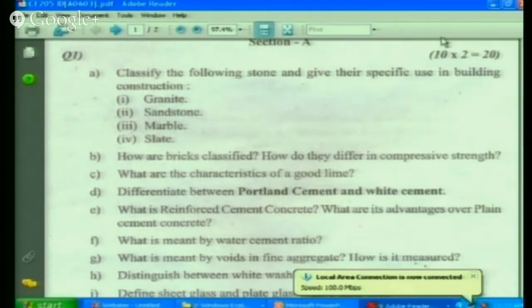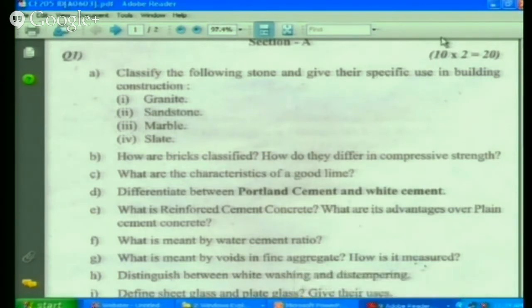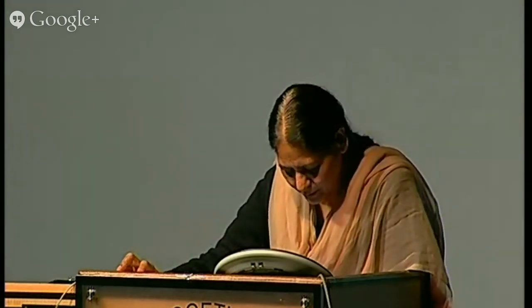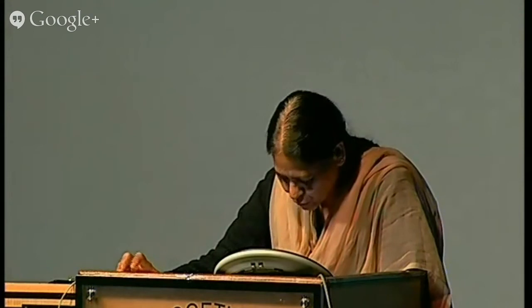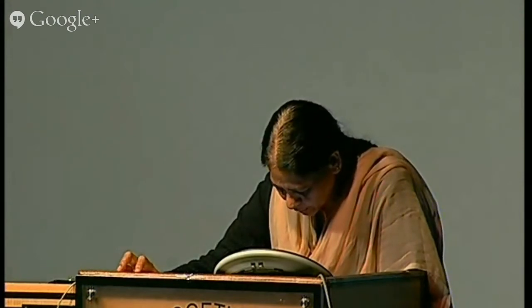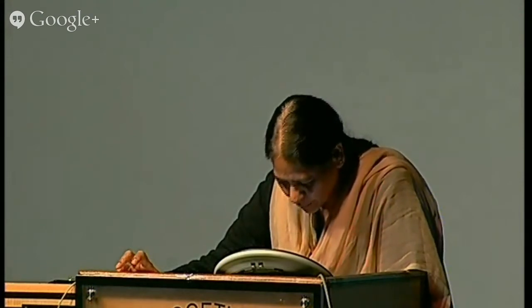No, ma'am. So why are we taking up this civil engineering paper? Which branches are available here? Computer and management. Okay. Computer science. Fundamentals of computers.